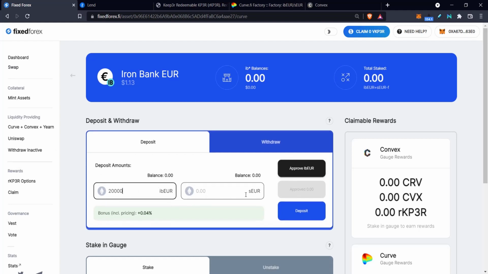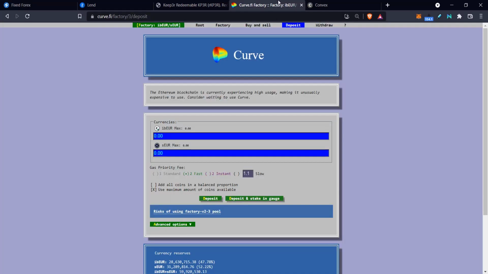Or if I have some of these synthetic euros as well, I can put some of those in there, approve the spending and deposit. And then if I want to get out, I just go to withdraw and I can withdraw. So this will build me the Curve LP. So it's basically the same thing as going here and putting it inside here and getting that Curve LP.